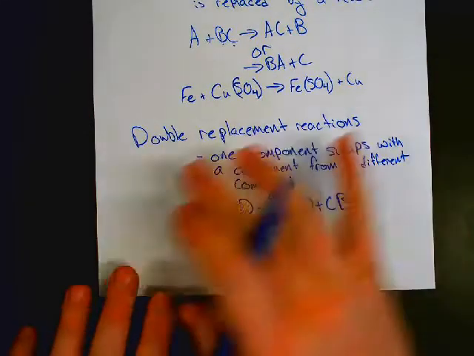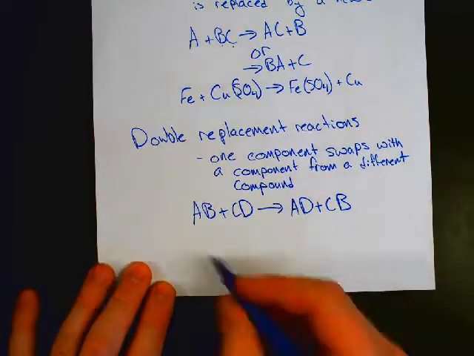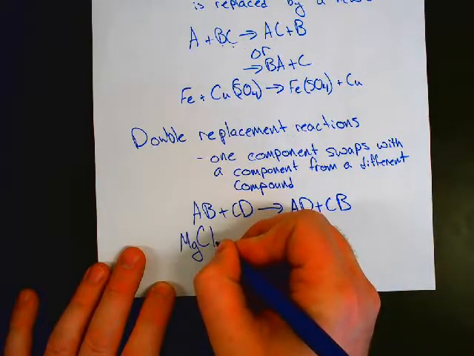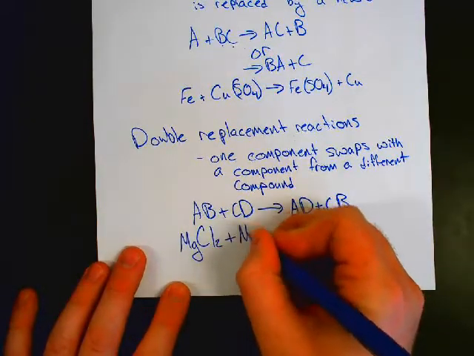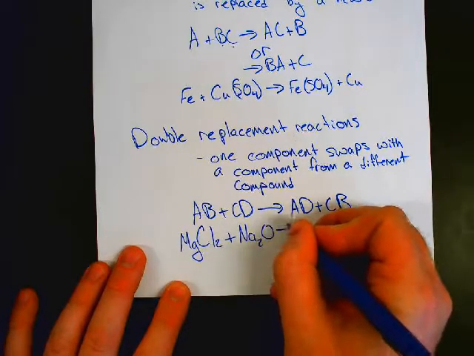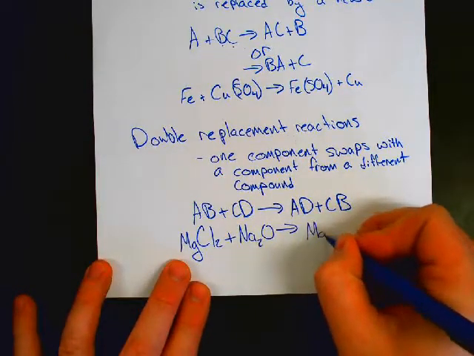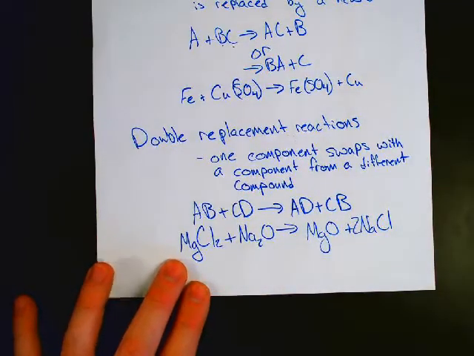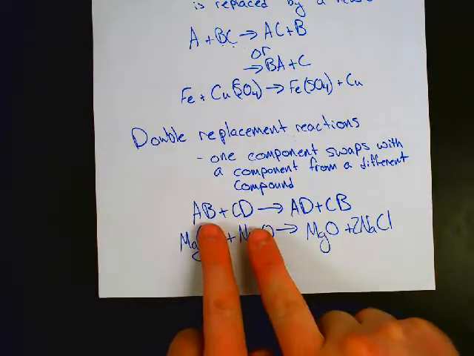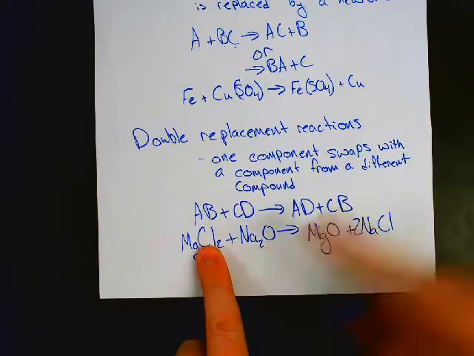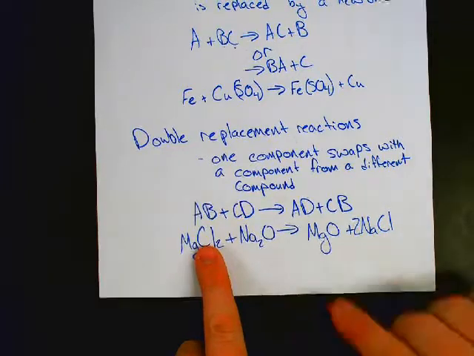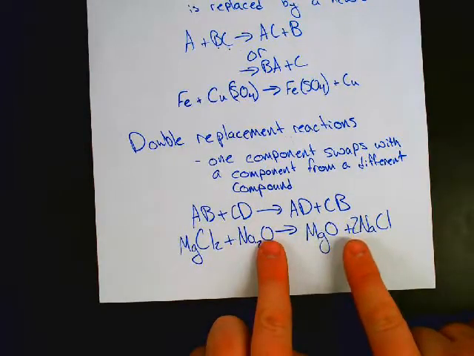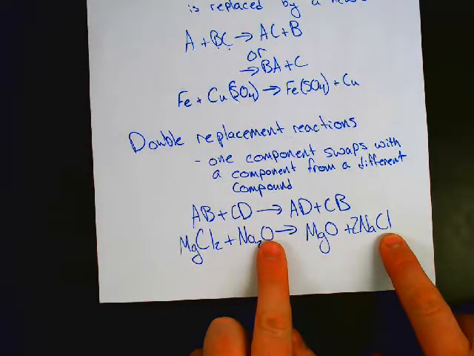All right, so I'm going to go ahead and put down an example for this bottom one. So let's say we've got magnesium chloride plus sodium oxide reacts to produce magnesium oxide plus sodium chloride. And you'll notice all that we did was we swapped part B and part D. So where we had chlorine before, oxygen's now been attached. And where we had oxygen before, chlorine's now in that position.